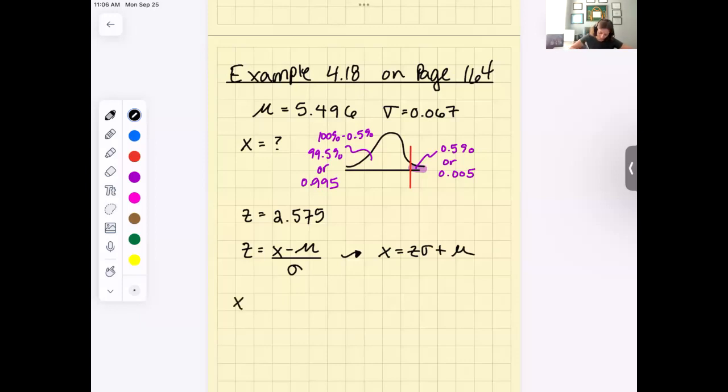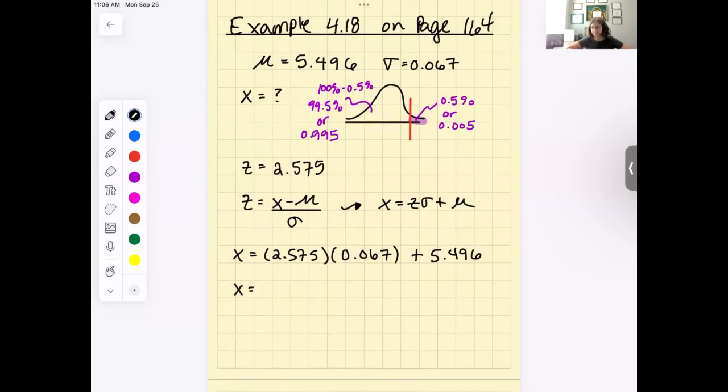Okay, then just plug it in. X equals Z sigma plus mu. What do you get? I got 5.67 rounded. Yeah.